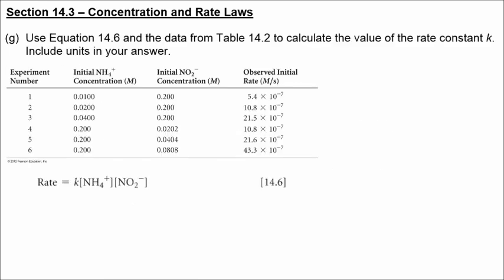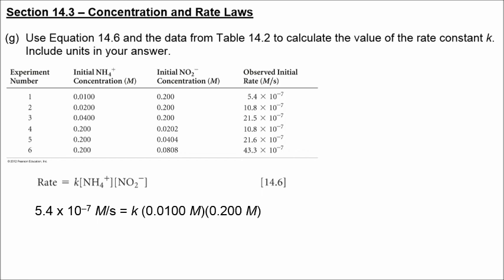So we're going to take a look at the value of the rate constant from the data in the table. To figure out the value of K, we're going to plug in all the information we know. For example, in experiment 1, we have a rate of 5.4 times 10 to the negative 7 molarity per second. We have a concentration of ammonium, 0.01 moles per liter, and we have a concentration of nitrite, 0.2 moles per liter.